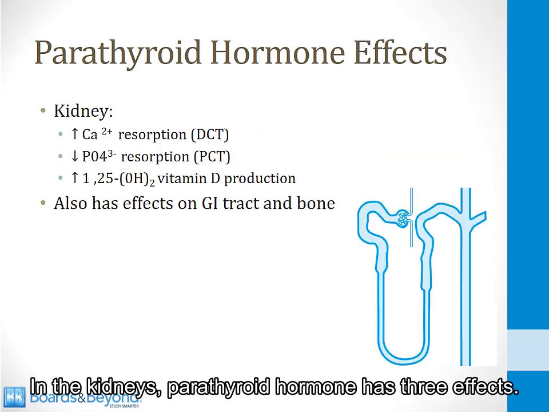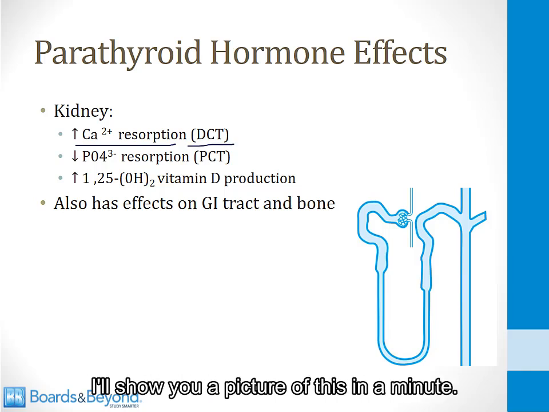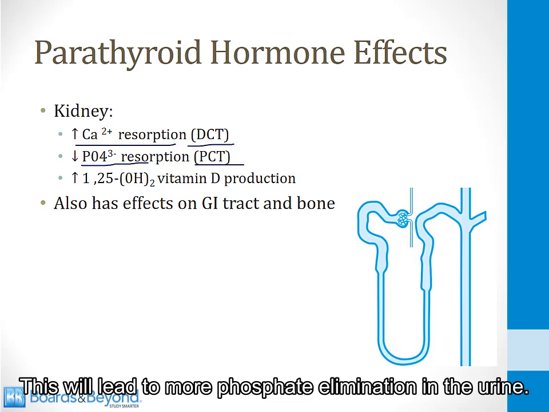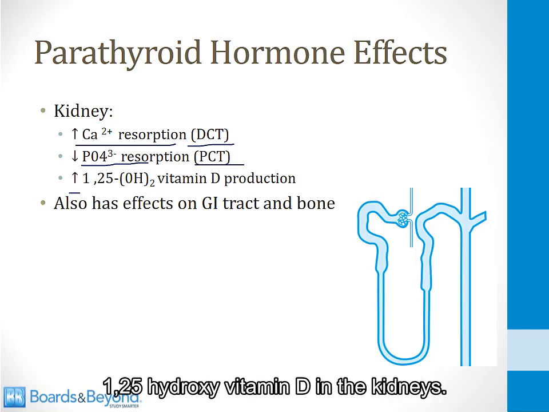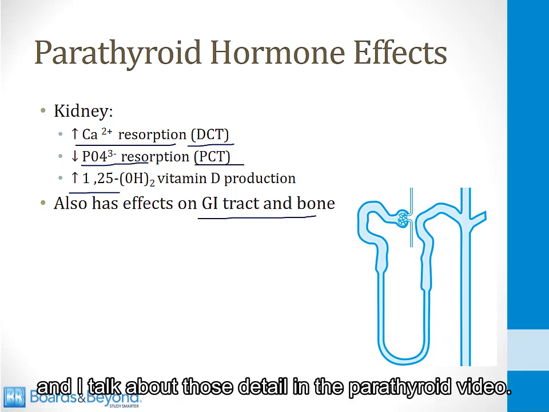In the kidneys, parathyroid hormone has three effects. First of all, it will increase calcium resorption in the distal convoluted tubule. I'll show you a picture of this in a minute. It will also decrease the reabsorption of phosphate in the proximal tubule. This will lead to more phosphate elimination in the urine. And then finally, it will turn vitamin D into its active form, 1,25-hydroxyl vitamin D, in the kidneys.